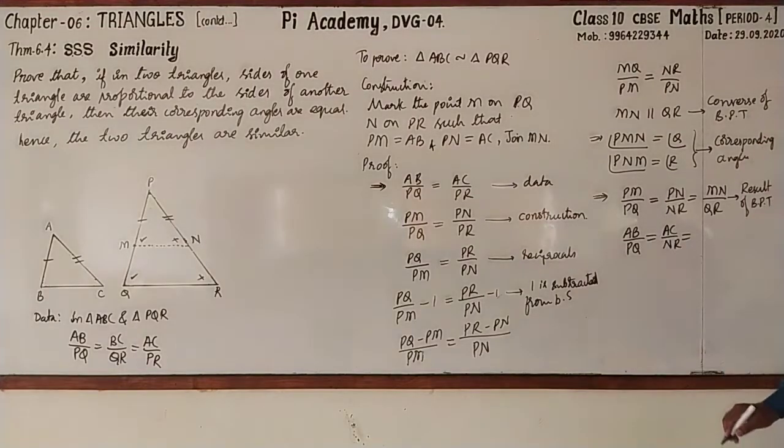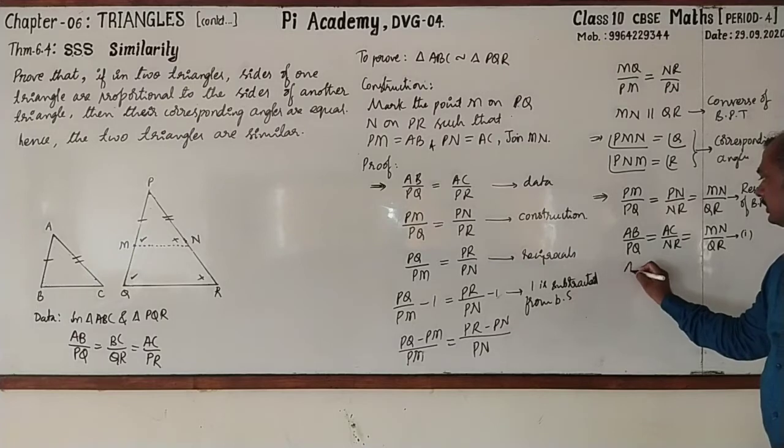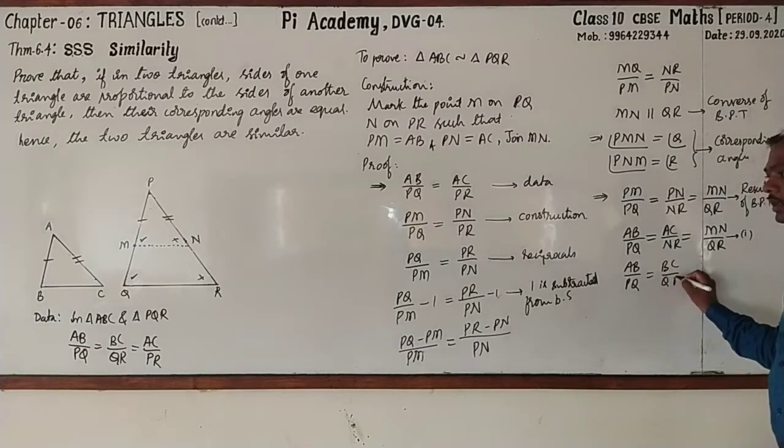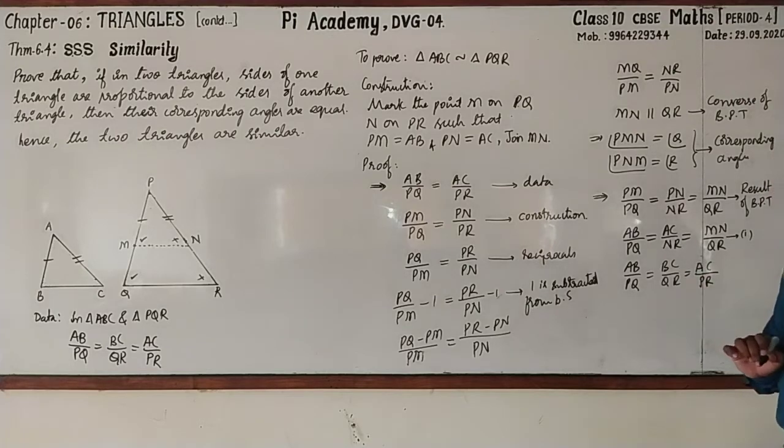In place of MN, can we write BC? You can't. Here I'll write just MN by QR. Followed? I call this as statement 1. And we also know that AB by PQ is equal to BC by QR is equal to AC by PR. Right?